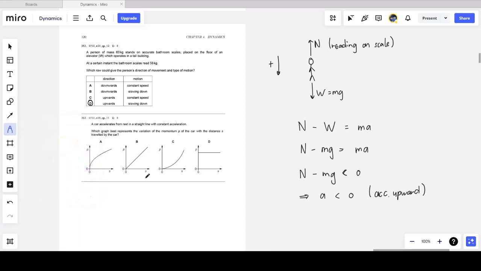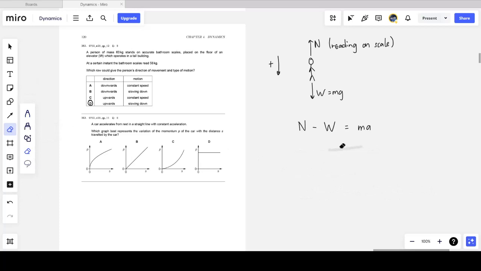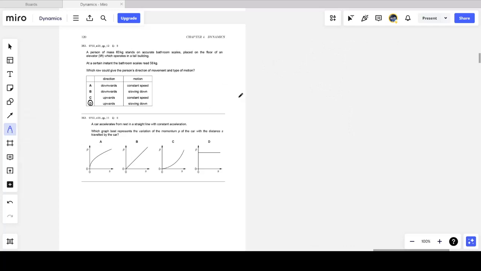And we're told that a car accelerates from rest in a straight line with constant acceleration. And we want to know which graph best represents the variation of the momentum p of the car with the distance s traveled by the car. Okay, so I'm just going to erase the previous question. Now we're asked for the variation of the momentum with the distance, not with time. Because if you want to find the variation of momentum with time, it's very easy to see that one of these graphs would be correct, but it's correct for a different problem.